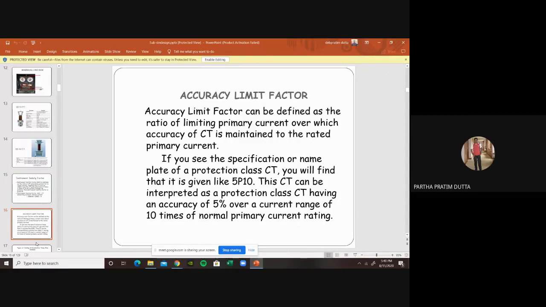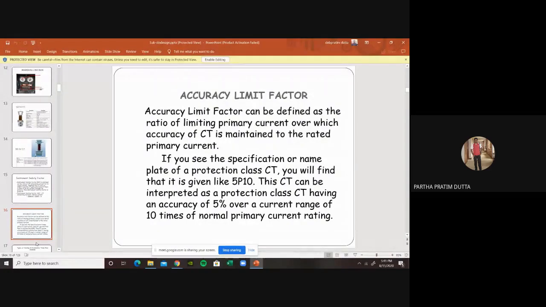Limiting factor. These two particular parameters we usually choose. You know that accuracy limiting factor, or ALF, is defined as the ratio of the limiting primary current, over which the accuracy of the CT is maintained, to the rated primary current. More or less, previously we used 5P10 class of CT. That means, represented as the protection class, the CT is 5% accurate over a current range of 10 times the normal primary current rating.